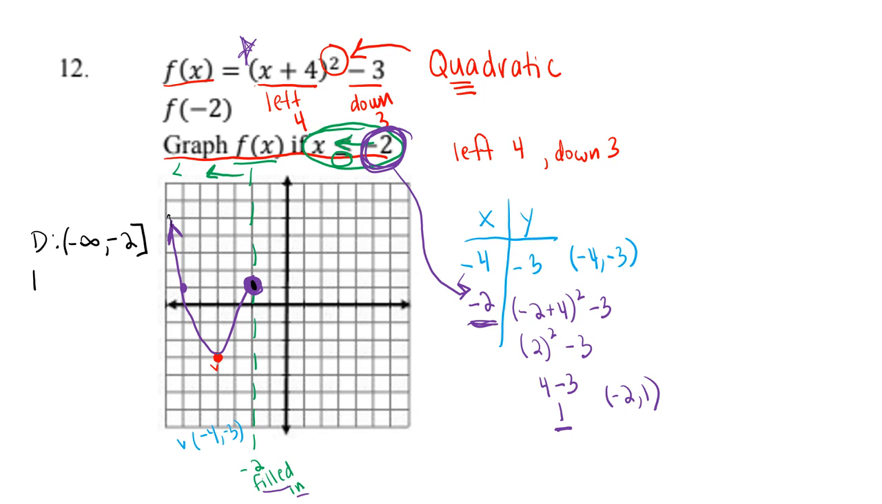For our range, the lowest point this reaches is down at what? 1, 2, 3. That's where our vertex is, -3. That's a filled in bracket, and it's going to go up to +infinity. Finishing off that domain and range for that problem. Hopefully that helps you out there with number 12.